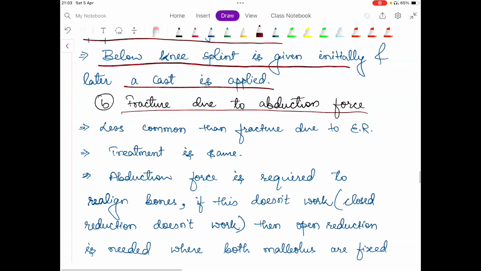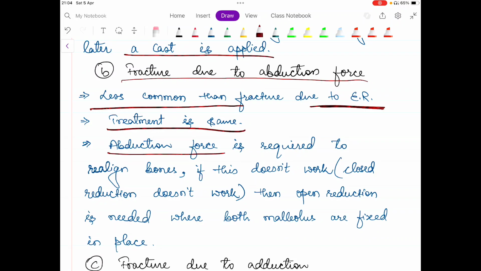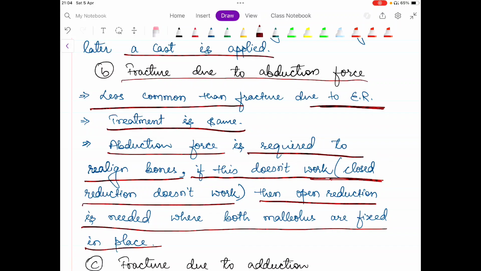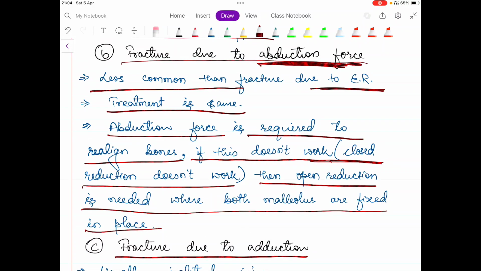All right. Now, the second fracture is due to the abduction force, which is less common than fracture due to external rotation. Treatment is the same. During the management period, an abduction force is required to realign the bone. And if this doesn't work, that means closed reduction doesn't work, then open reduction is needed, where both malleoli are fixed back into place. So this is the treatment for a fracture due to abduction forces.